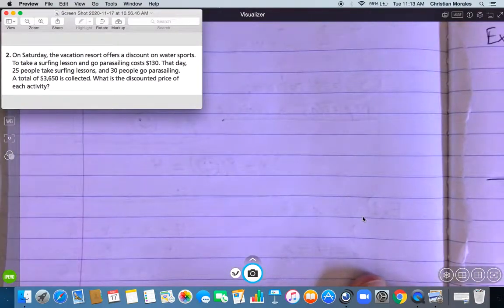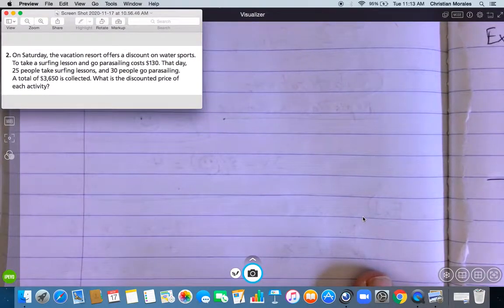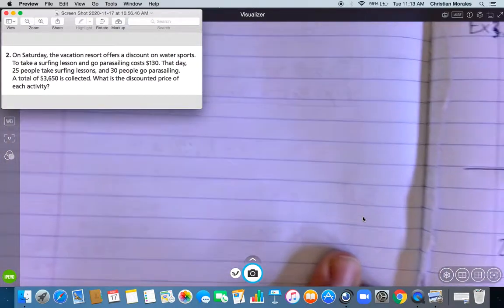On Saturday, a vacation resort offers a discount on water sports. To take surfing lessons and go parasailing costs $130. That day, 25 people take surfing lessons, 30 people go parasailing. The total of $3,650 is collected. What is the discount price?